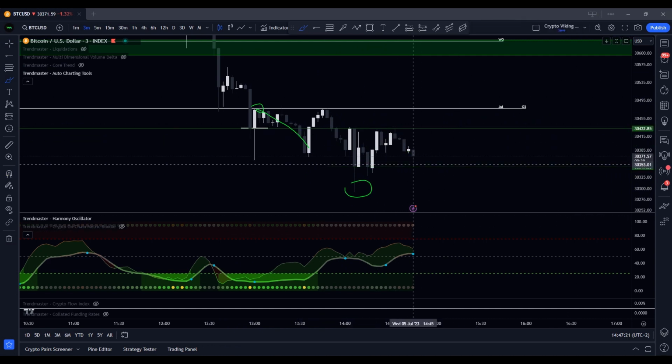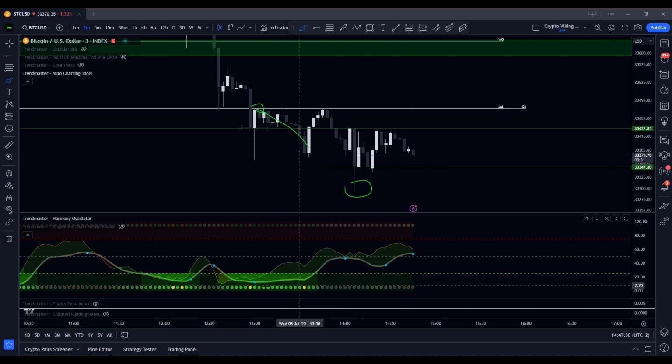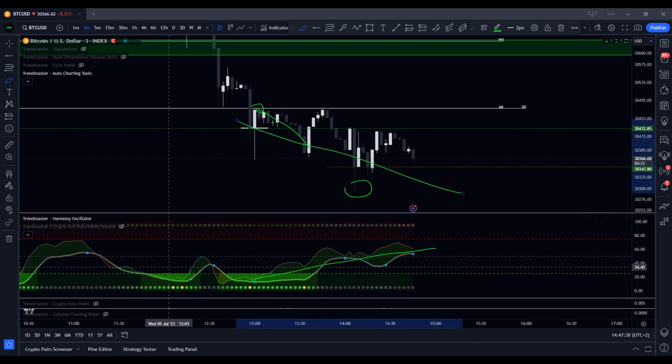What's the level to gain above initially? There. What's the next level to gain above? There. And now you essentially build a step ladder, which we can then use with the oscillator. It's like, well, it's deviating right now. Of course it's deviating. We're on the 3-minute. The oscillator's moving up, and the price is still moving down.